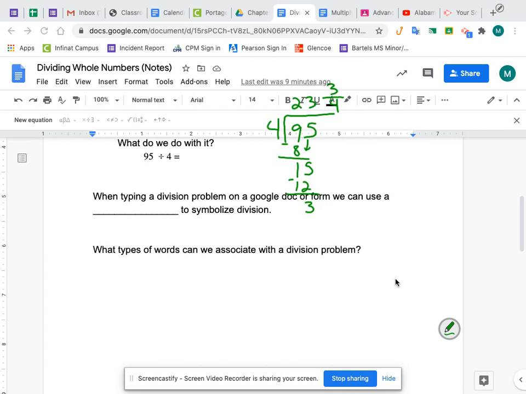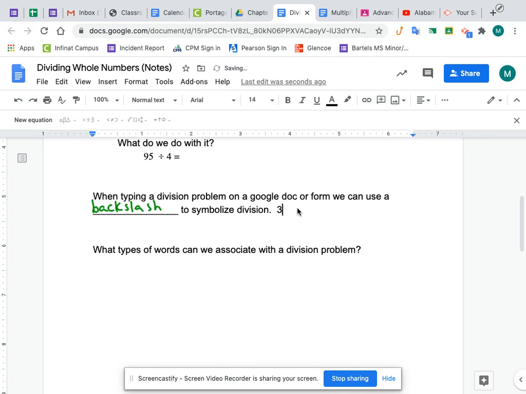And now when you're typing your answers onto your Google Doc or in a Google form, so especially for your assignment today, you're going to use a backslash to symbolize division. So if I was to type that 3/4 into my Google Doc, I can actually type 3 backslash, which is also the question mark key, 4. And then it will actually make it look like a normal fraction for most every fraction you type in.